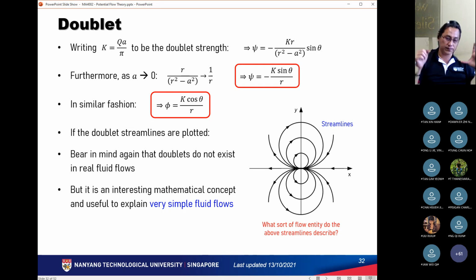Now of course, it doesn't really reflect real world scenarios, but at least mathematically speaking, it allows us to explain very, very simple fluid flow behavior. Remember, potential flow theory is a very old theory. Back then, people didn't know that there's such a thing called viscosity, and this was the best they had.